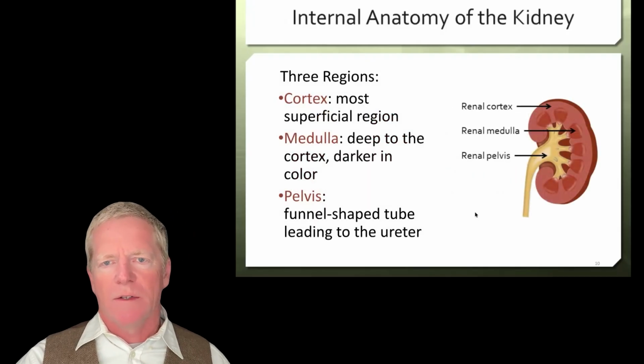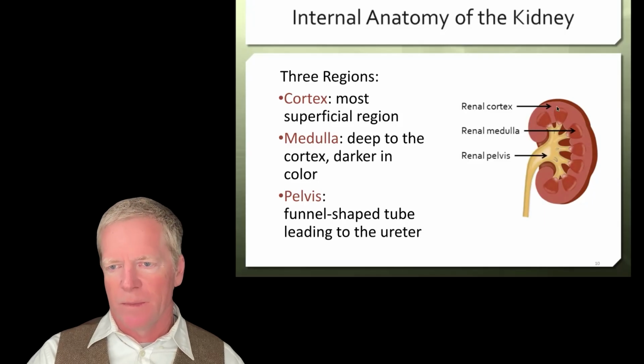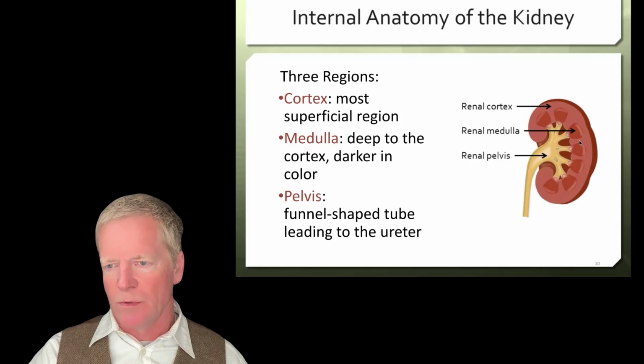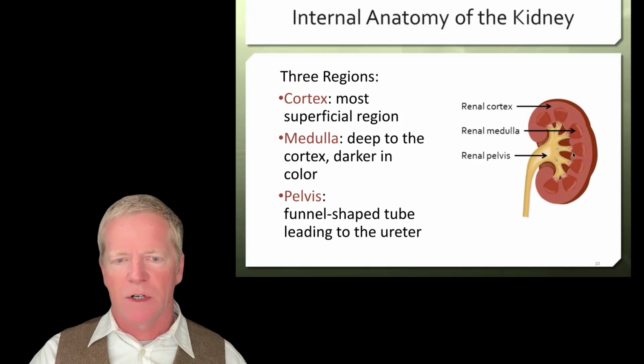Within the kidney, the internal anatomy of the kidney, there are three main regions. There's an outer region here. It's the smooth red color. That is the cortex. There's a hard capsule on the outside. There's a cortex. And then there are these medullary sections, these little pyramidal structures. These are slightly darker in structure.